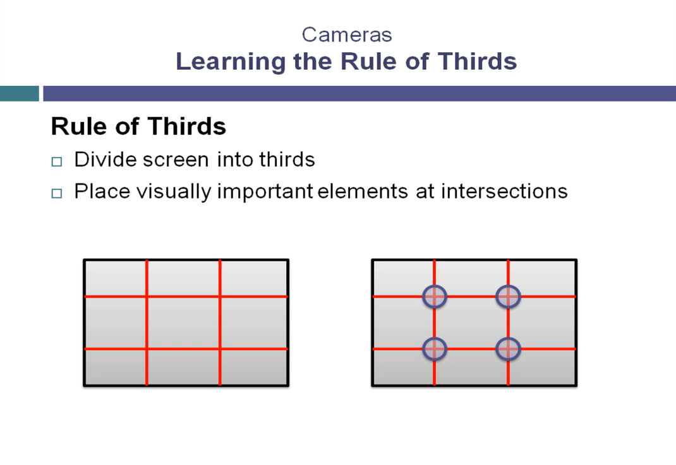For example, if you have a bench on some grass with blue sky behind it, you can put that bench at the intersection of the lower right and still balance your image and have a very pleasing composition.